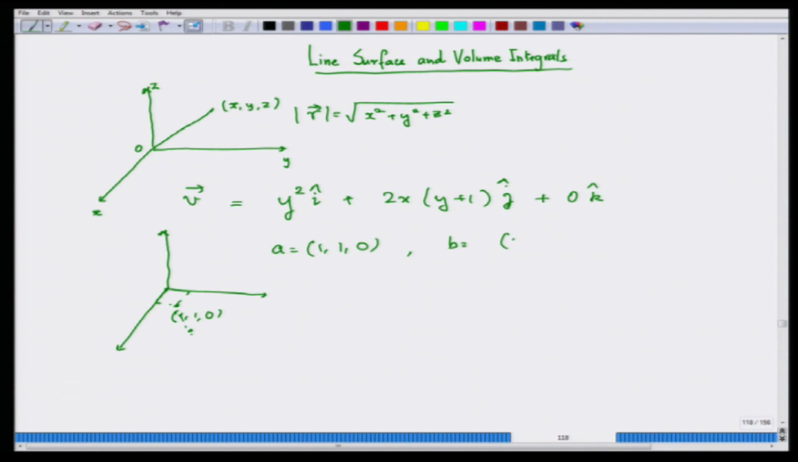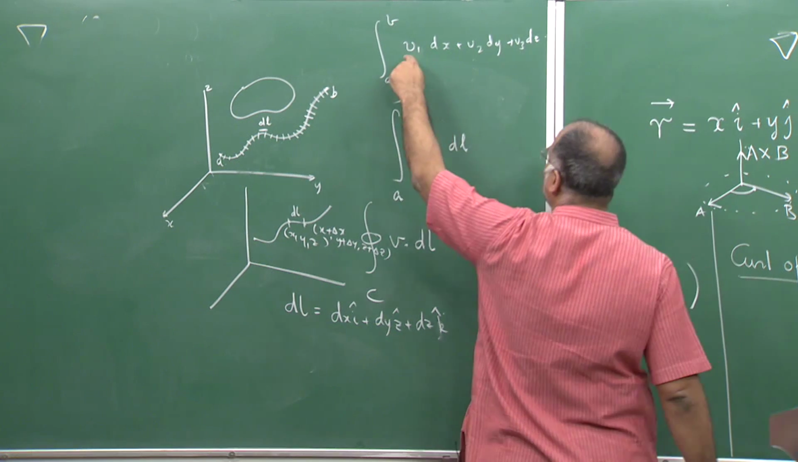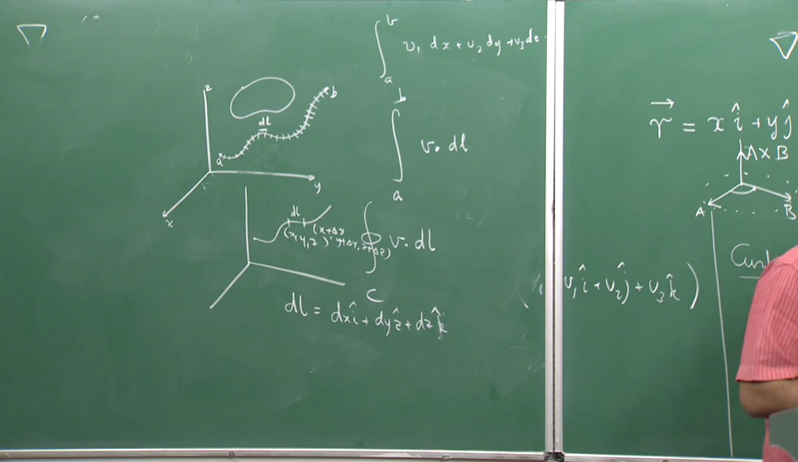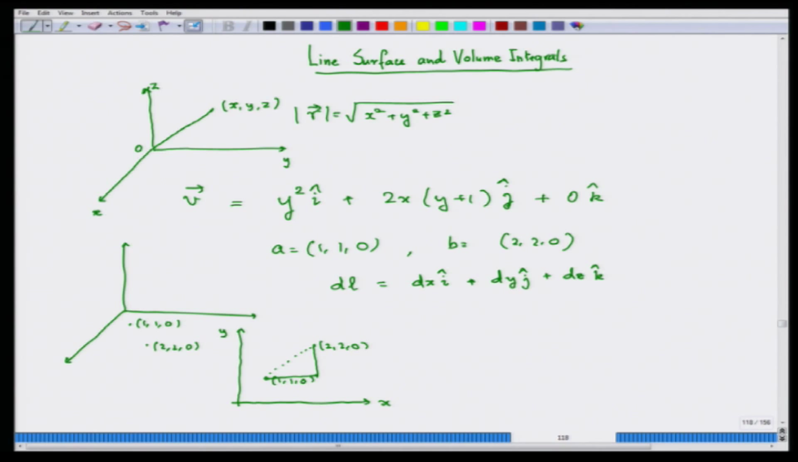B is 2 2 0. So, here I have written a to b, which actually means you have to integrate, putting the proper limits on x and y. Suppose we want to move along this bold green path. So, we want to go from 1 1 0 to 2 2 0 on this path. I am looking at the 3 dimensional thing in this 2 dimensional picture.